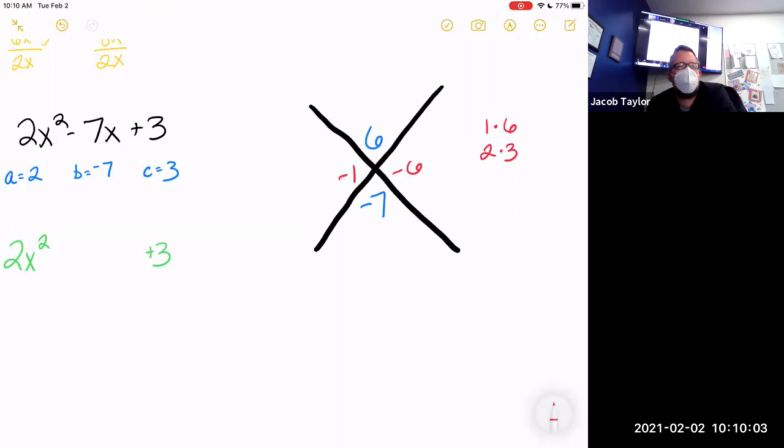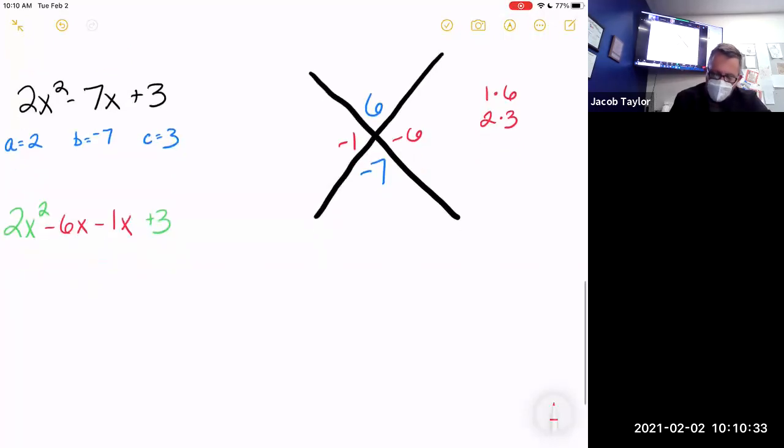Okay, so plus. All right, now we add in the middle, -6x minus 1x. Good. Okay, so let's stop right here. Unlike the last problem, the order really doesn't matter. Since both numbers are negative, our second group is for sure going to start with a negative. So it doesn't matter if you do 6 and then 1 or 1 and then 6, you've got to deal with the negative either way. Okay, carry on.